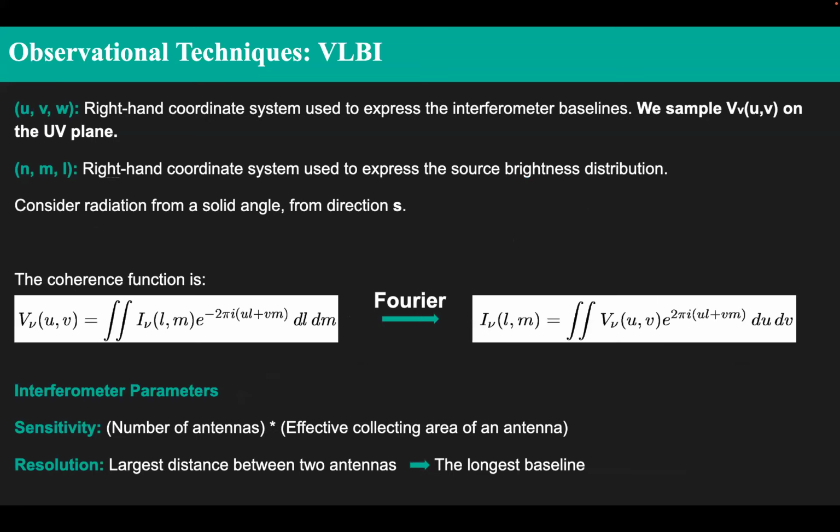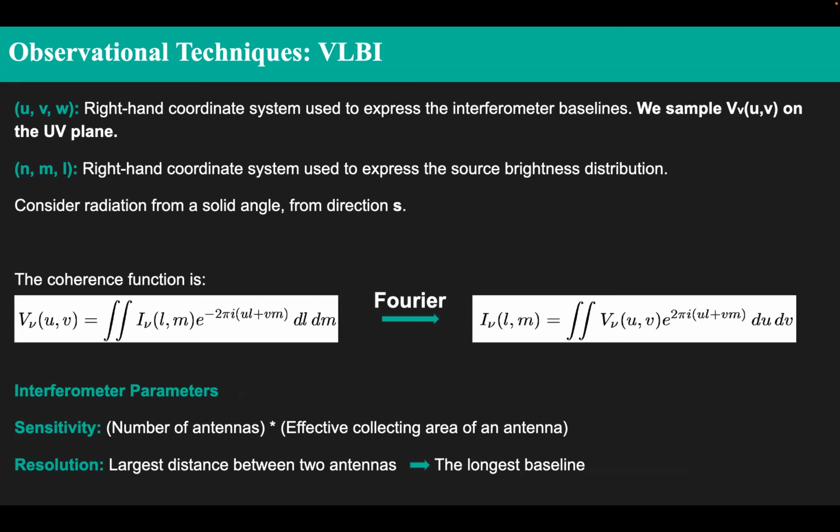And this is because if we define two appropriate coordinate systems, one to express the baseline vector of the two antennas, and one to express the source brightness distribution, we can show that the previous equation can be rewritten like this, which is a Fourier transform, and with an inverse, we can take the sky intensity just by measuring the spatial coherence function of the radiation field.